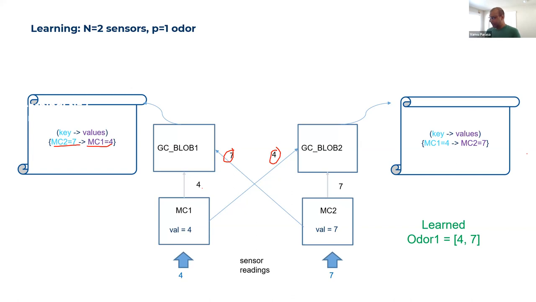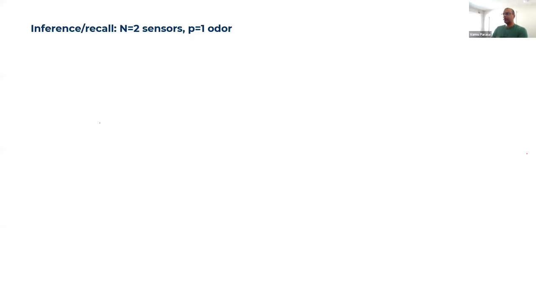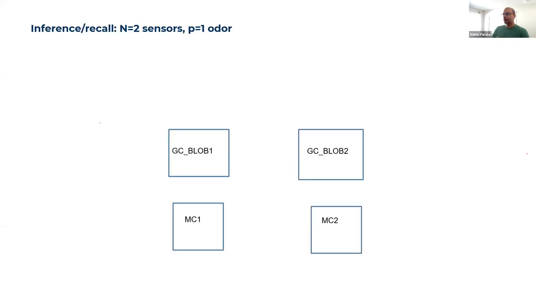And can this be generalized? It's also hard to tell. But the learning is very simple and trivial in this manner. And likewise, you can learn multiple orders. So you want to learn a new order. So you already learned 4, 7 as the order, and you want to learn a new order.